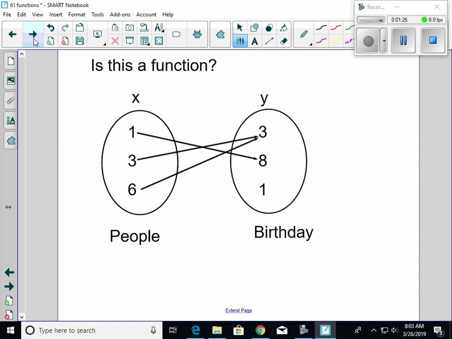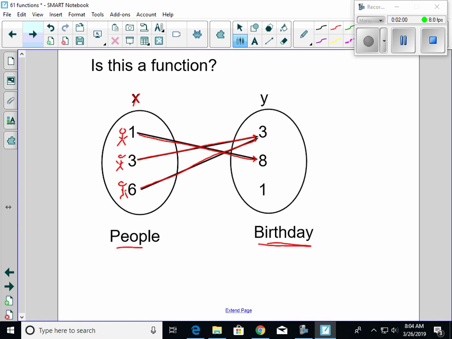Okay, so the way I think of functions, I think of the x as being people. All right, so we have 3 different people. Their names are 1, 3, and 6. And I think of the y values as being birthdays. Okay, so person 1 was born on the 8th of whatever month. Person 3 was born on the 3rd, and person 6 was also born on the 3rd.